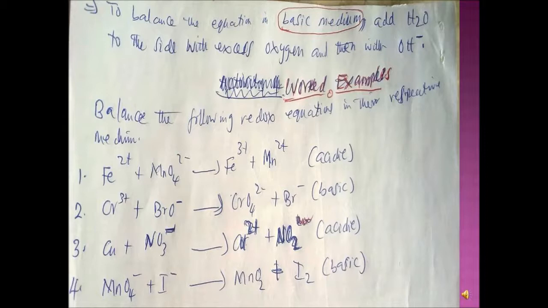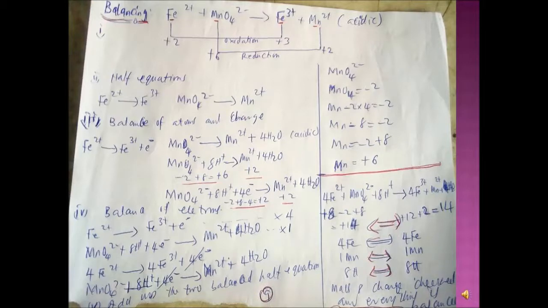Now we have four worked examples, two on acidic and then two on basic. Let's start with the first worked example, which is balancing the reaction between iron 2 plus and manganese 7 to give us iron 3 plus and manganese 2. So the first step, we say you should do what? Identify in which reaction oxidation is happening and in which one reduction is happening.